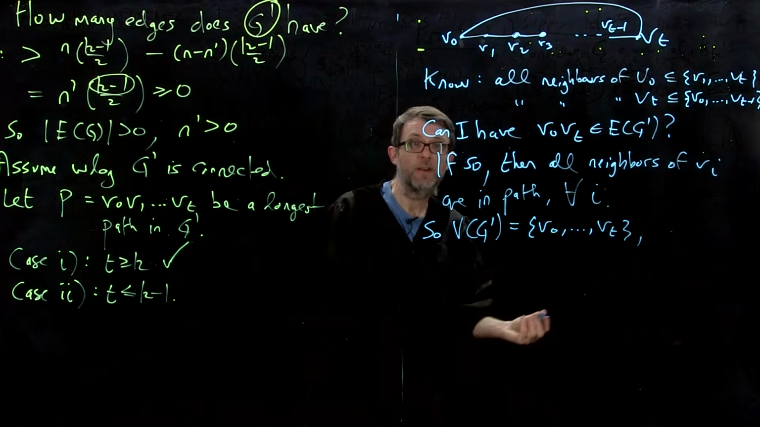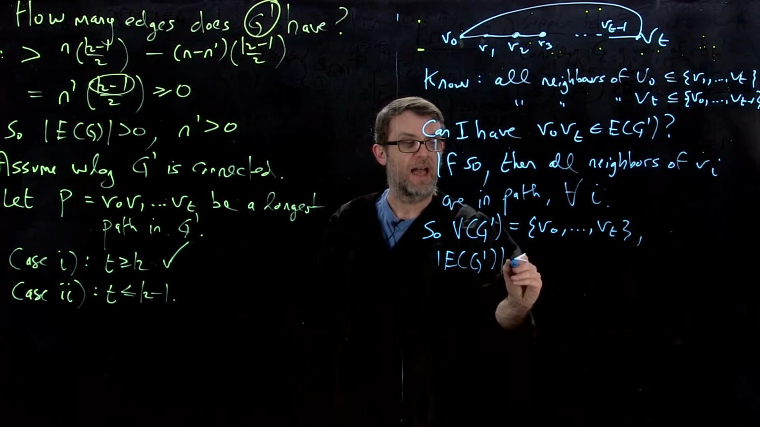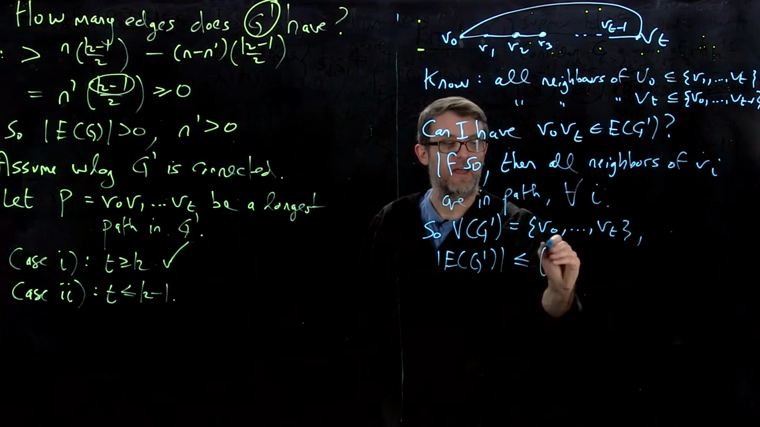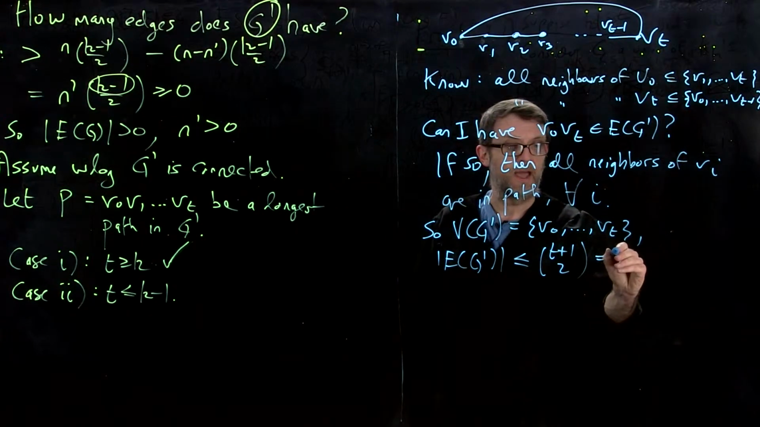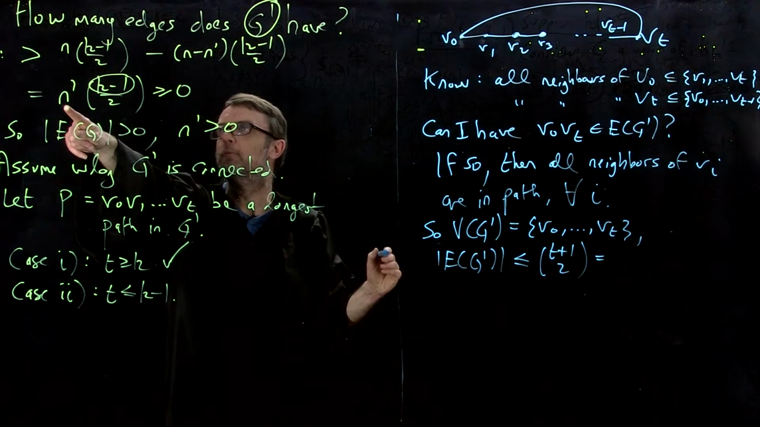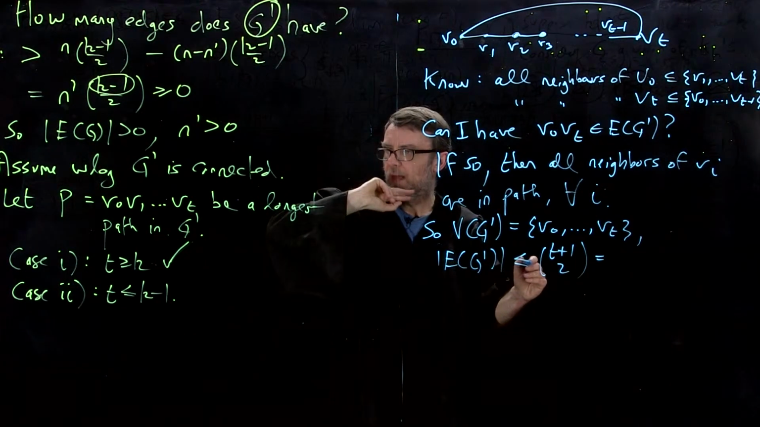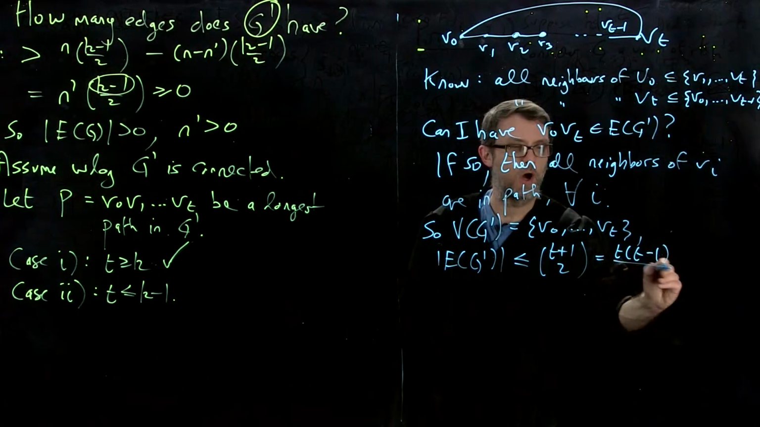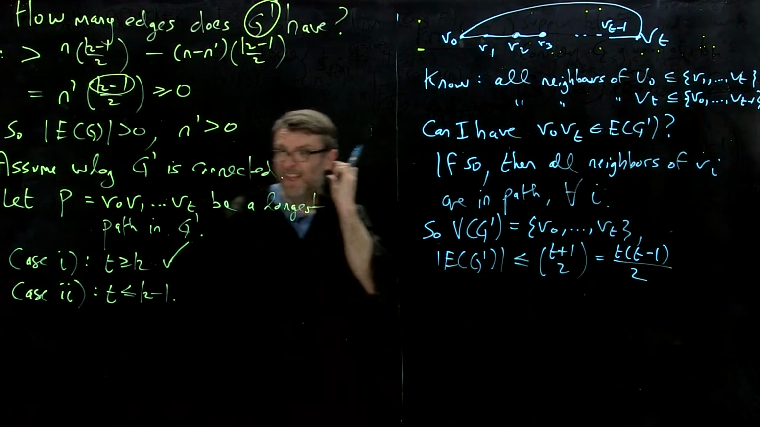And let me count the number of edges. The number of edges in G prime, the absolute worst it could possibly be, is if I have every edge present, and that would give me t plus 1 choose 2. Let's see, I want to get a contradiction to the fact that I have more than n prime times k minus 1 over 2 edges.